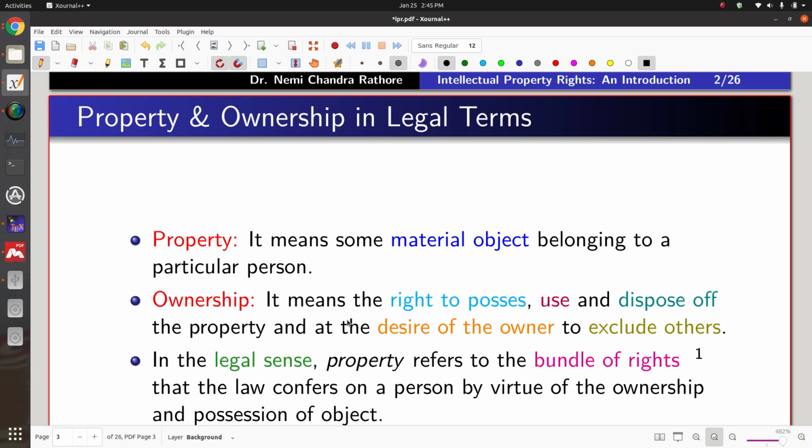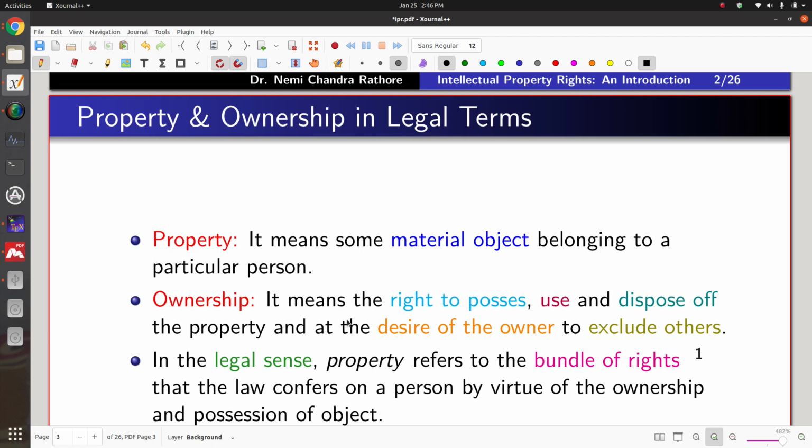You can include persons or allow a set of persons to use your property. So it's up to you. All these rights are given to you by the law of the land. Okay, so in the legal sense, property refers to a bundle of rights.